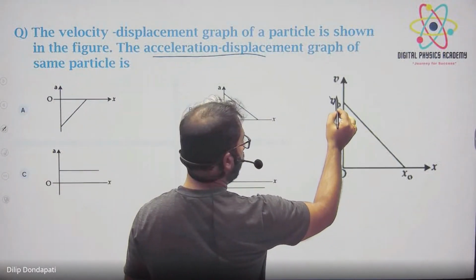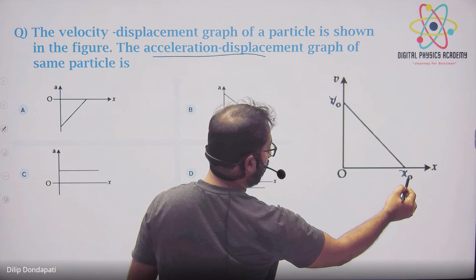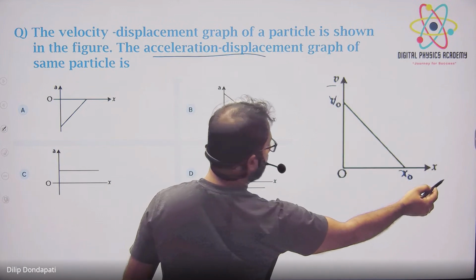Sir, I got a doubt. One, this side is velocity, displacement. This is velocity. V naught is the initial point, X naught is the x point. This graph is the velocity displacement graph.